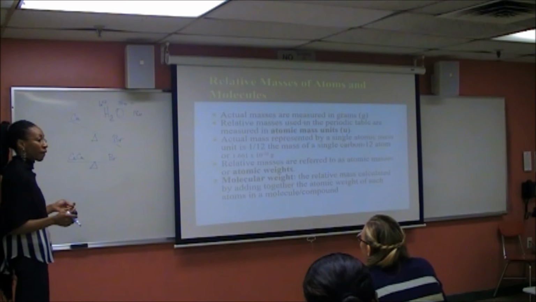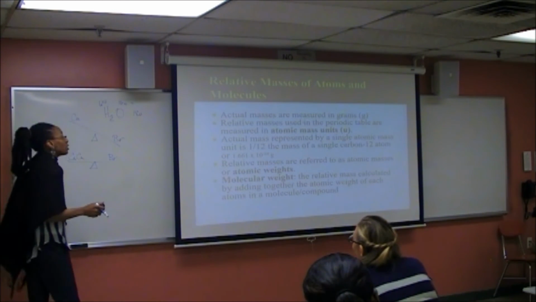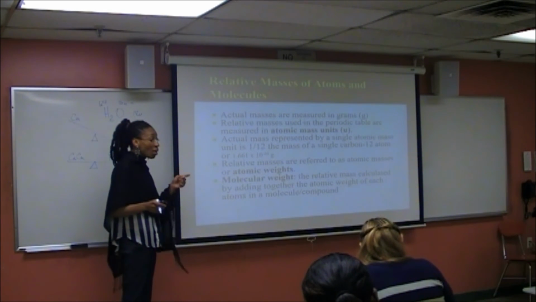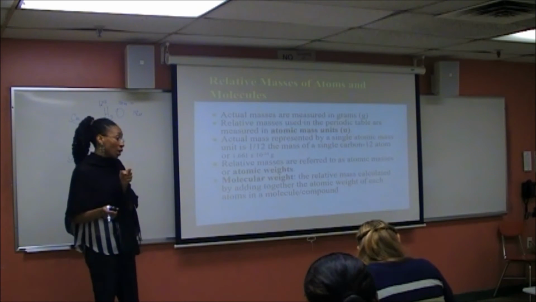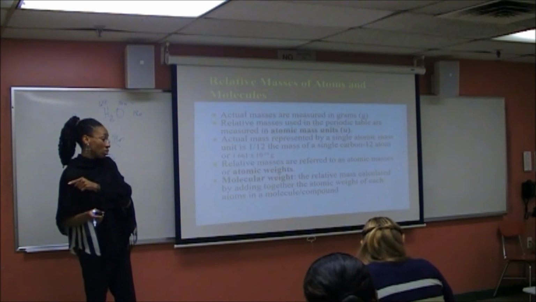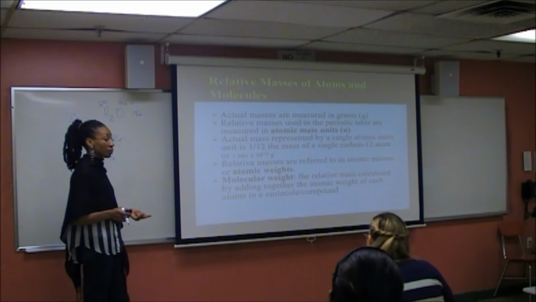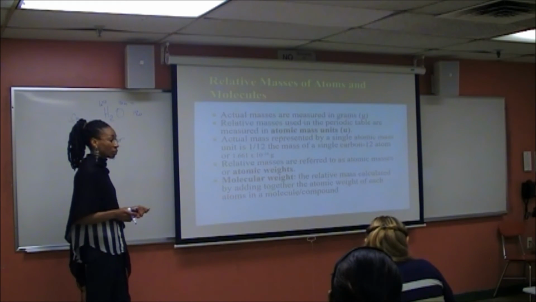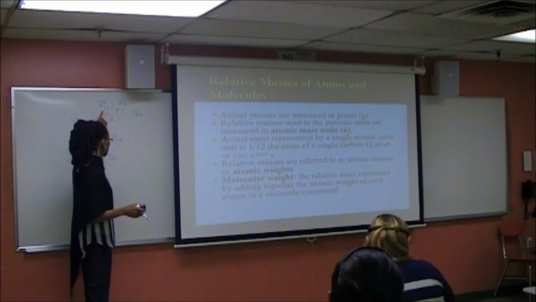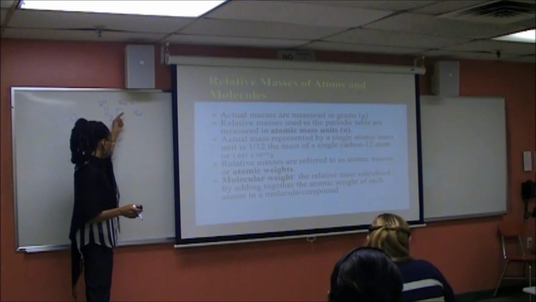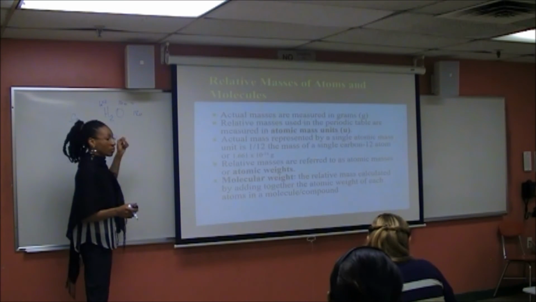So, in order to find the molecular weight, it is the sum of all the atomic weights in your molecule, which is the same as the atomic mass. Oh, so you look at hydrogen is 1, but you have 2 hydrogens, so that's 2. And then you have 1 atomic oxygen, which is 16. Okay.